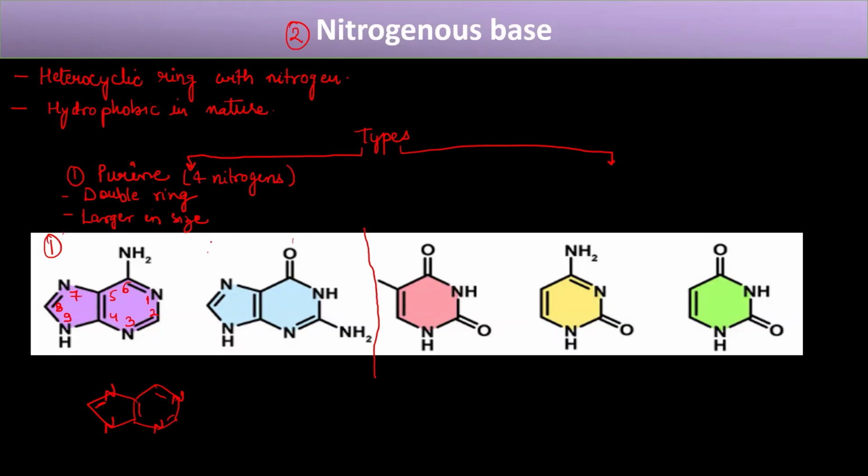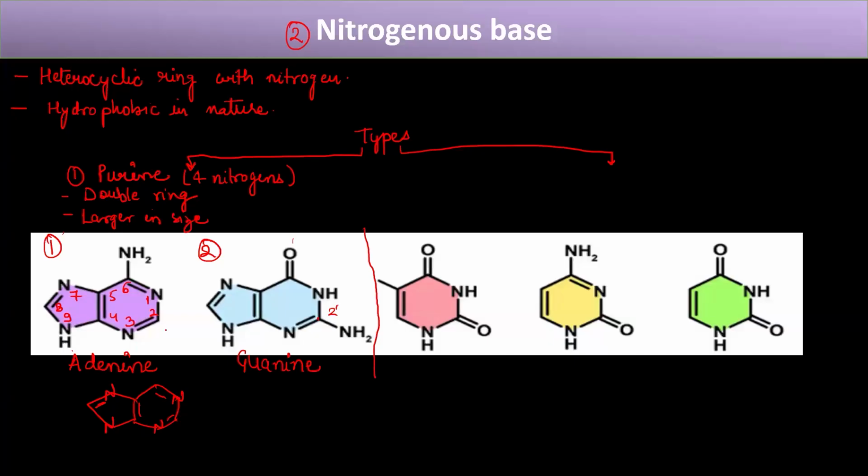It is further of two types, first and second. The first here is the structure of adenine, and the second is guanine. The only difference we are seeing is at the 6th position and 2nd position. In adenine, we have NH2 at the 6th position, while in guanine, we have double bond O. We have an amine group, and a ketone group in the case of guanine. And then we have one difference at the 2nd position.